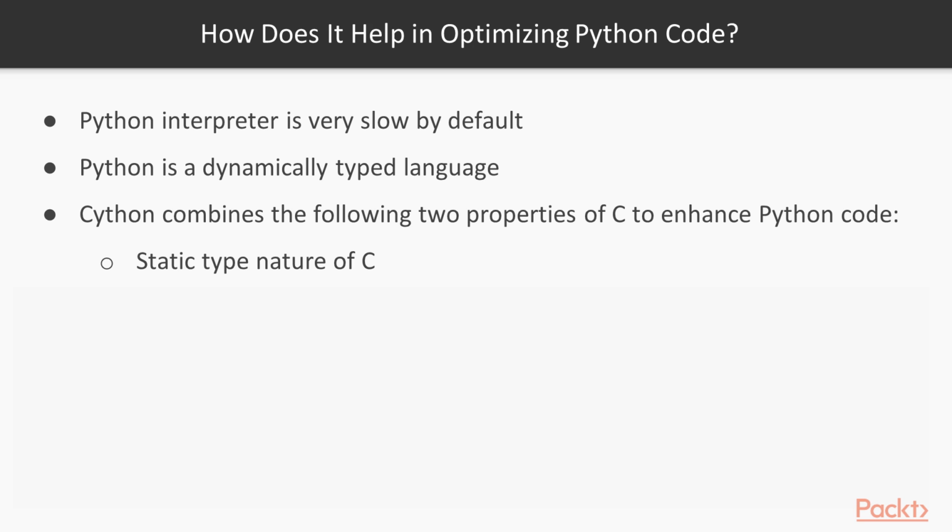Also, Cython brings in the compiled nature of C. What this means is that once the code is compiled, it does not need to be compiled again and again to check for dynamic changes in the data type. So you basically bundle that compiled code in your existing Python code and it does not need to be checked again. So this saves us a lot of time.